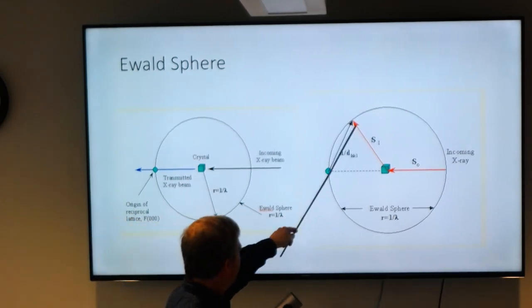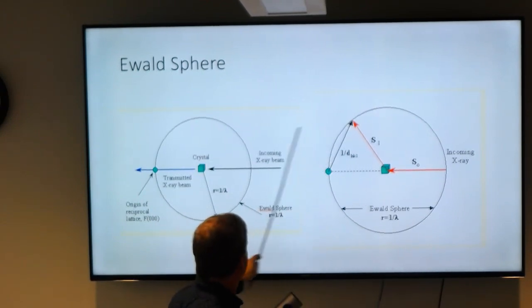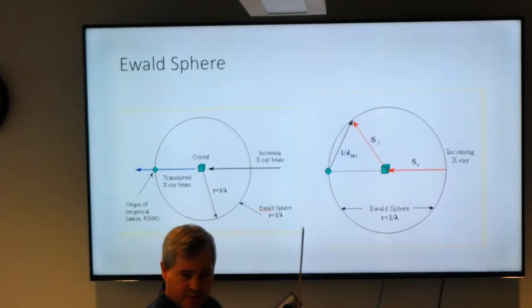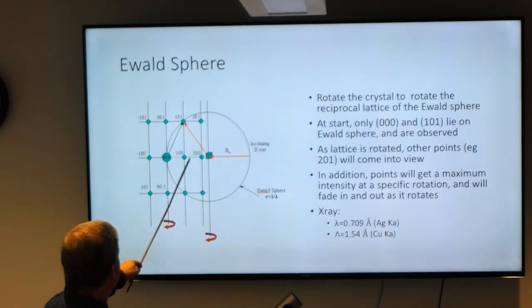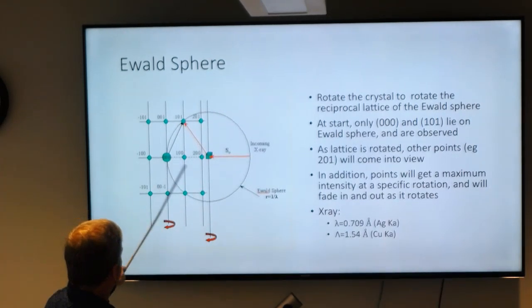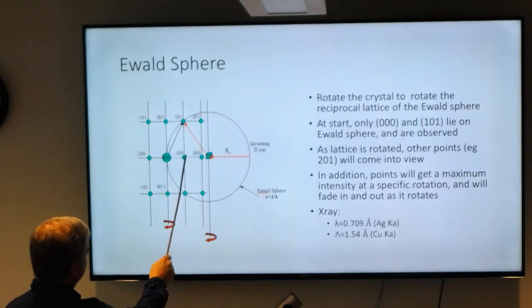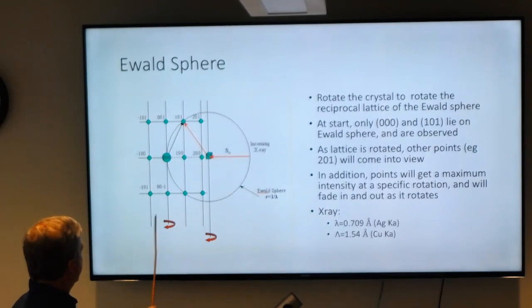And then this would be a diffracted point, and if this diffracted point happens to lie on this sphere of radius 1 over lambda, then you would observe it. Otherwise, you don't. So this is what the reciprocal lattice would look like. This is 0, 0, 0. This would be the 1, 0, 0, and minus 1, 0, 0 in this direction.